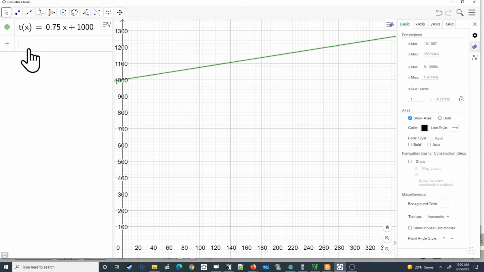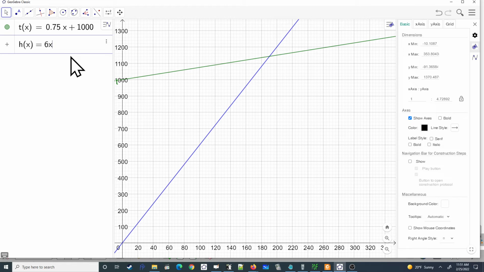So let's go ahead now and put in the hare, which I will type in as h of x. The hare travels at 6 feet per second. I don't need to type in a +0, because it's not necessary. And I'll hit enter, and there's the second graph.